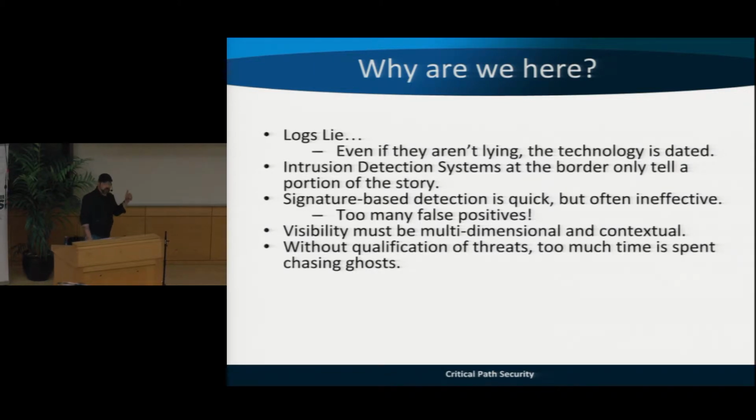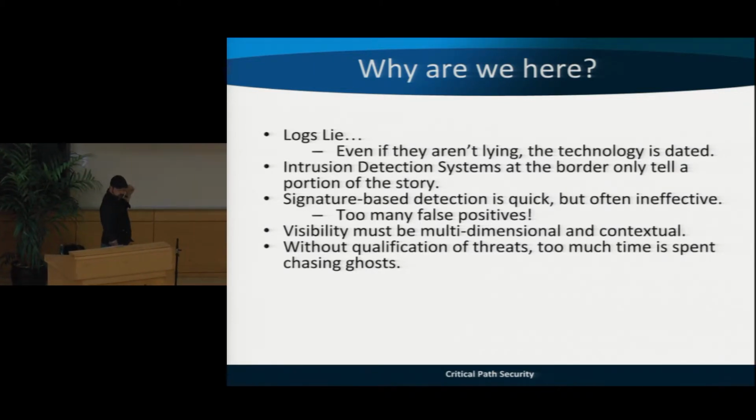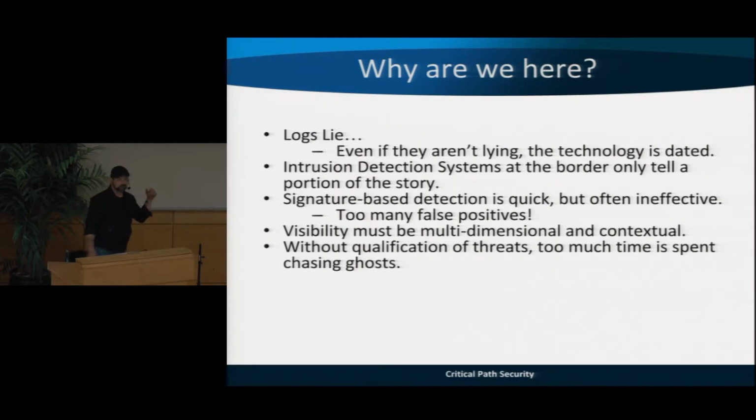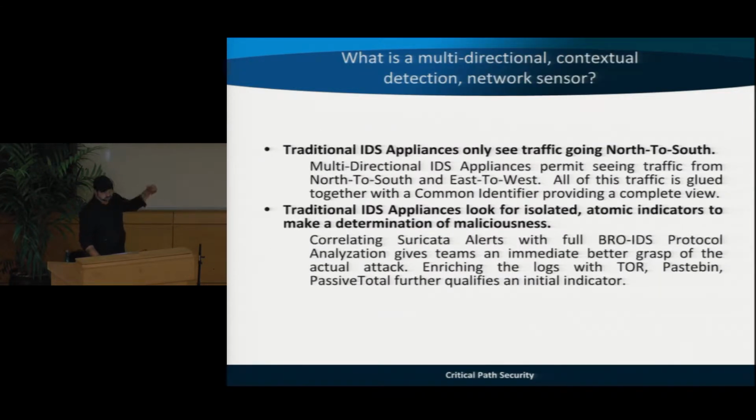So the problem that we're having is that the visibility was not multidimensional, it wasn't contextual, and without the qualification of threats, too much time was spent chasing things around. Has anyone in the room ever walked into work and had 7,000 indicators come out of your SIM or IDS and you find out that only 7 of them meant anything? It's a long day, right? Probably didn't get through those. So here's what I wanted to solve.